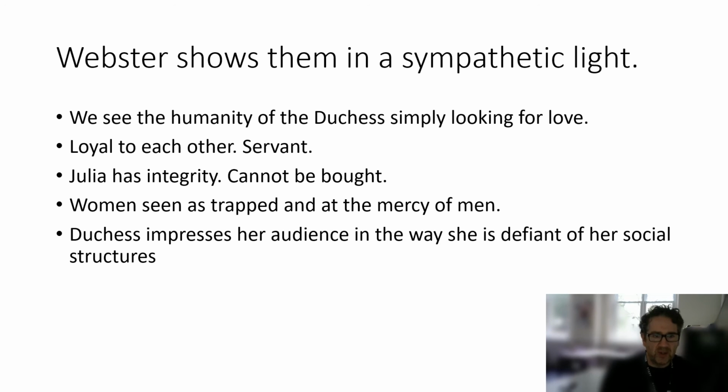Women are seen as loyal to each other. Cariola, the servant, is loyal to the end to the Duchess. Julia, in this play, even though she's used almost as a prostitute by the Cardinal, and she's an adulterer, she's married, she does have integrity. She cannot be bought. Women are seen as trapped and at the mercy of men.